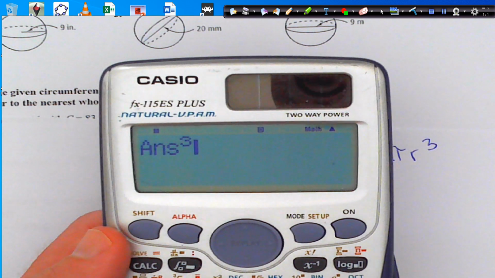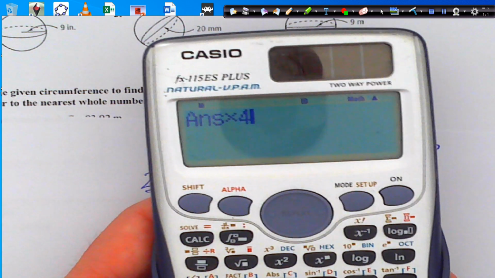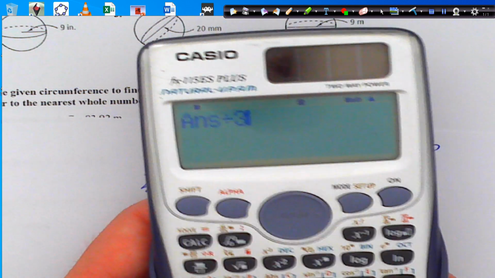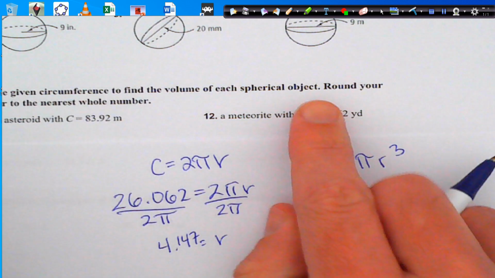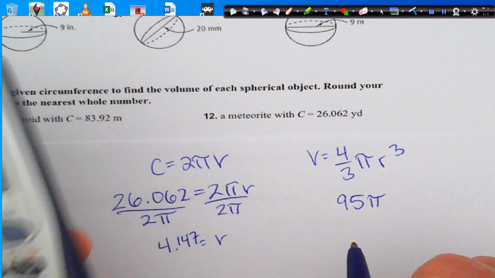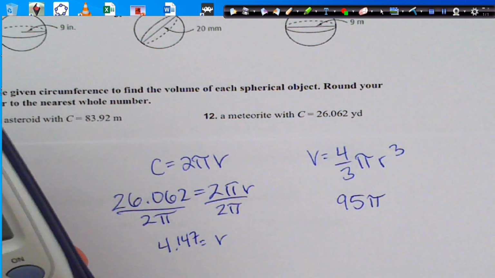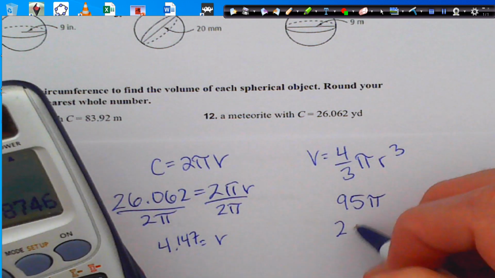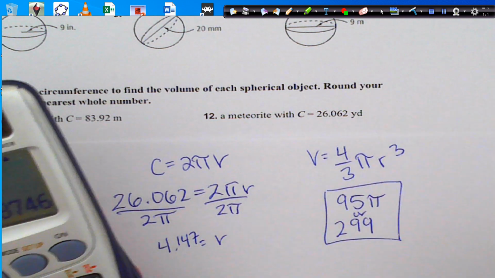So that's going to take that 4 point whatever, raise to the third power, and I get 71.36. Then I'm going to multiply it by 4, divide it by 3 like we were doing before, and we get about 95. And this is round your answer to the nearest whole number, so I'm going to do 95 pi. I still want it in terms of pi, or we can multiply by pi, and you'd get about 299. So either one of those two would be a sufficient answer.